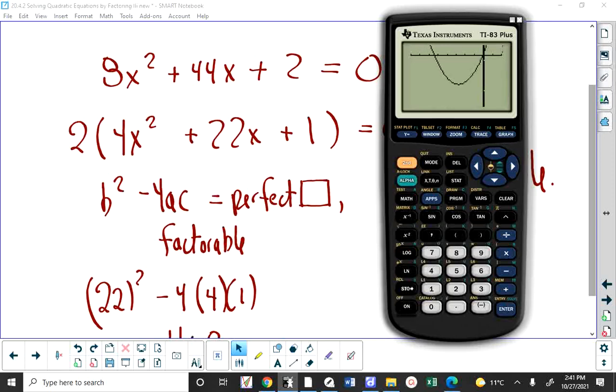Yep. So now we find the X-intercepts, which would be the solutions of the equation. What are we doing here? 0.